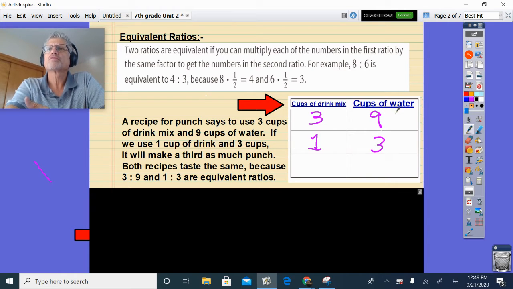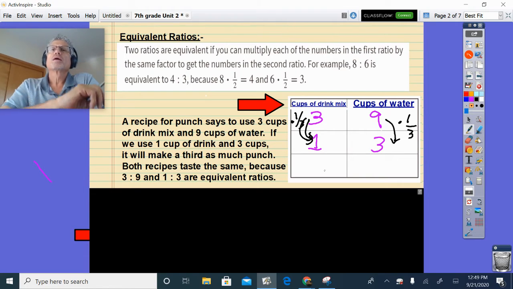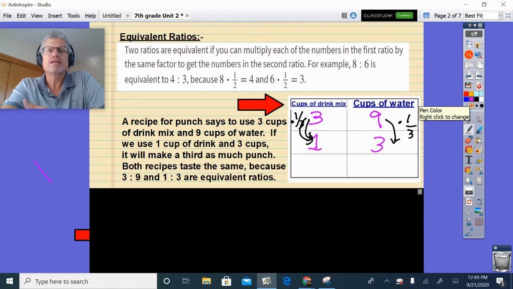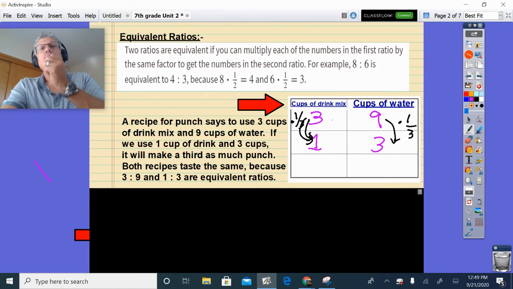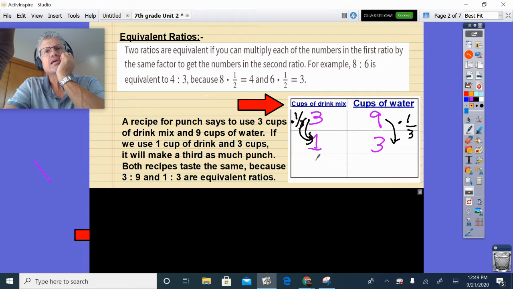So how do we get from 9 to 3? Well, we multiply it by 1/3. Same here. Multiply by 1/3. So let's take that another step. What if I said I need to make a lot more punch, keeping these ratios the same? How much water would I need if I needed 6 cups of drink mix?